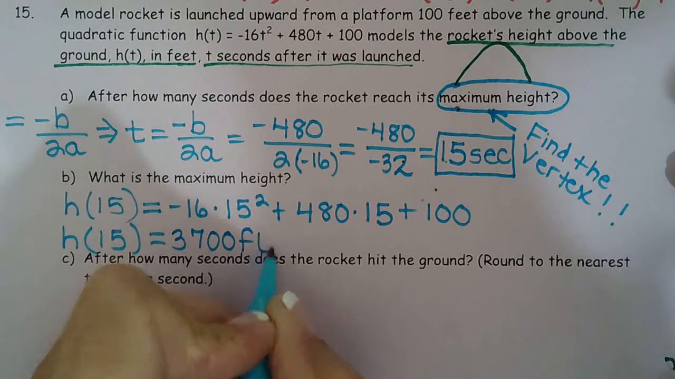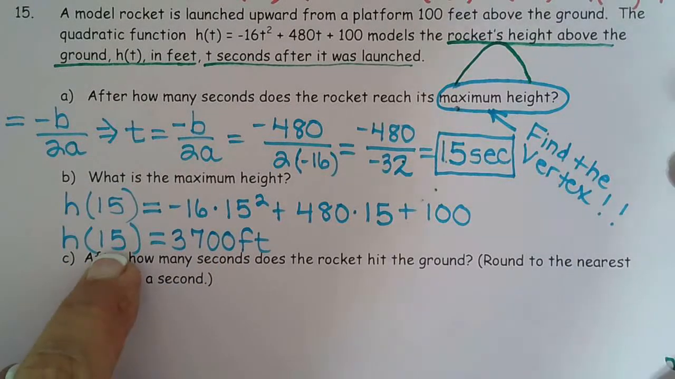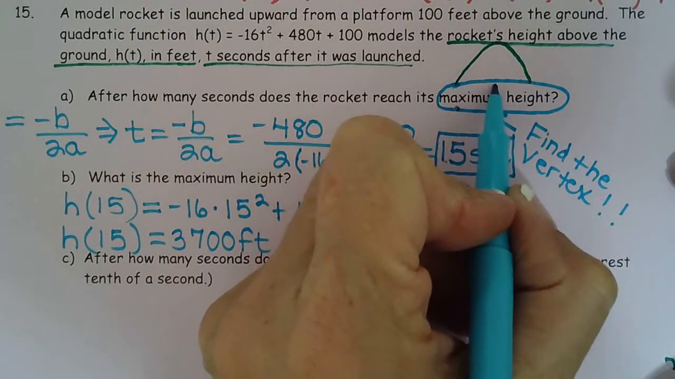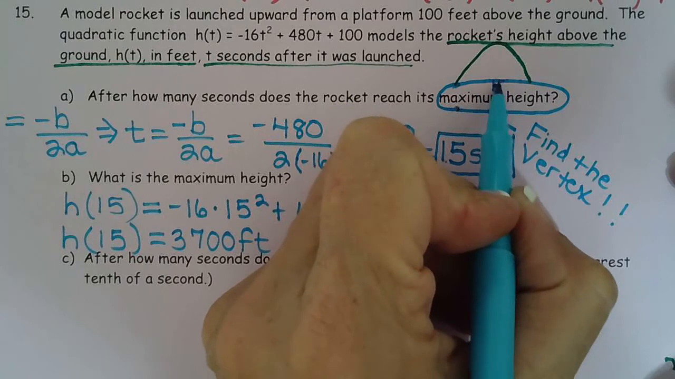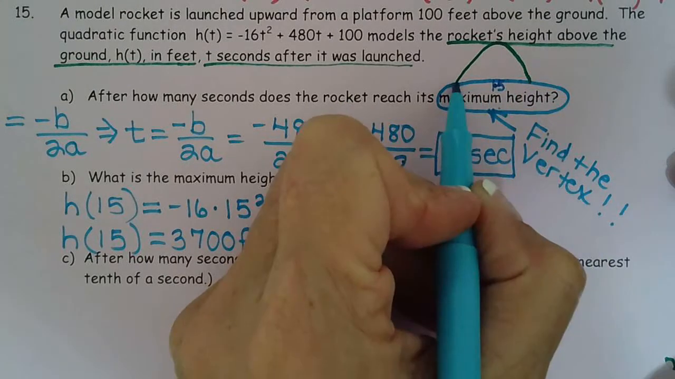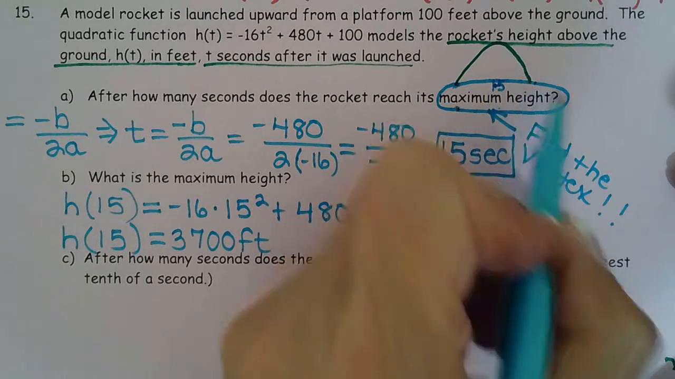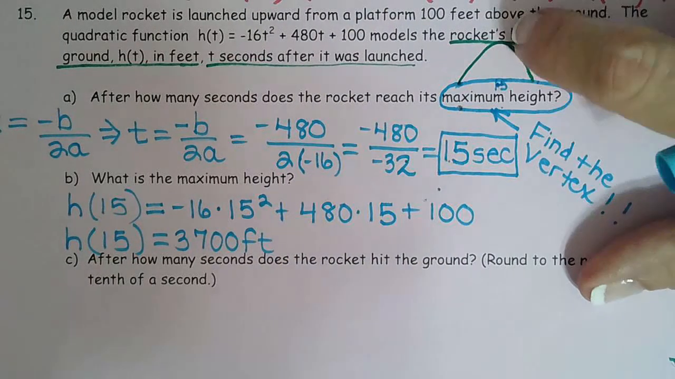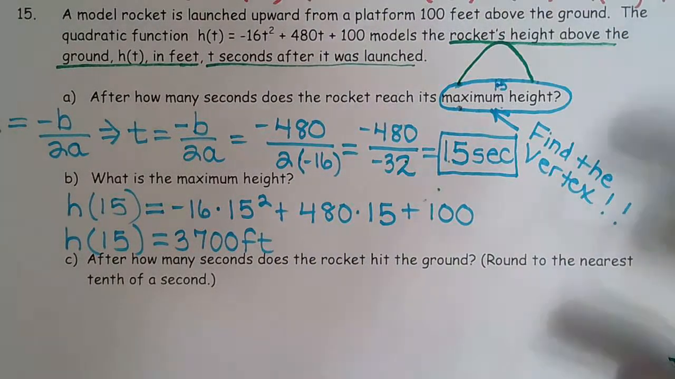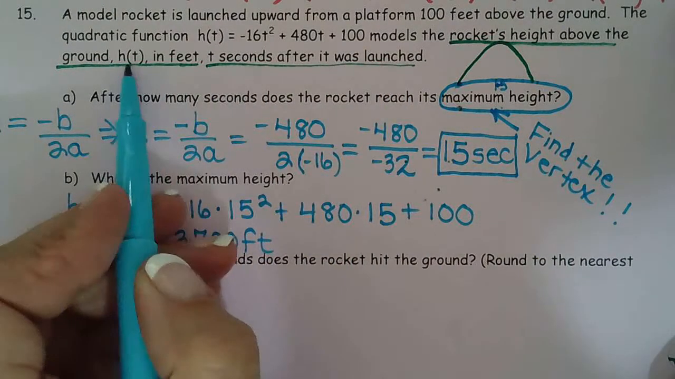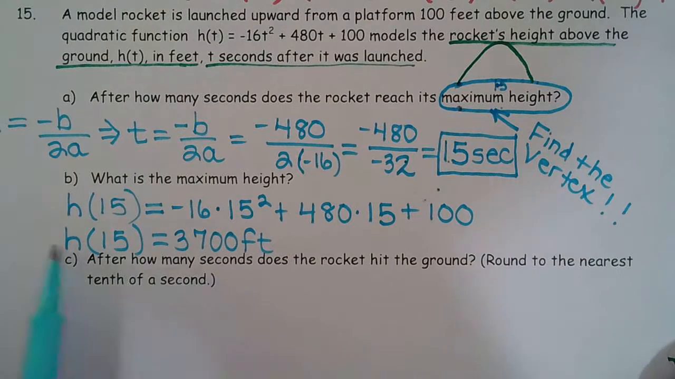And that is when it reaches its maximum height after 15 seconds. So if you were looking at this graph, it would be 15 seconds right here on the x-axis. So this is 0 seconds, 15 seconds, then it lands somewhere around 30 seconds later. But at 15 seconds, it will be at its very highest point on its trajectory. And height is in feet, so I labeled feet.